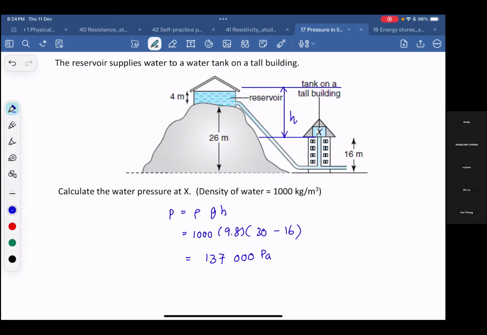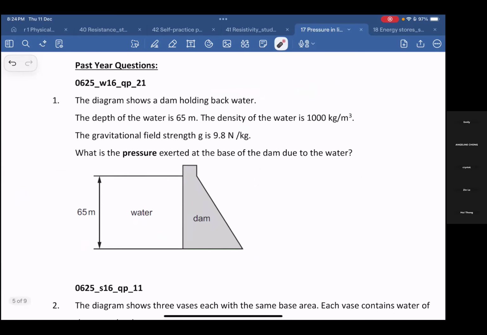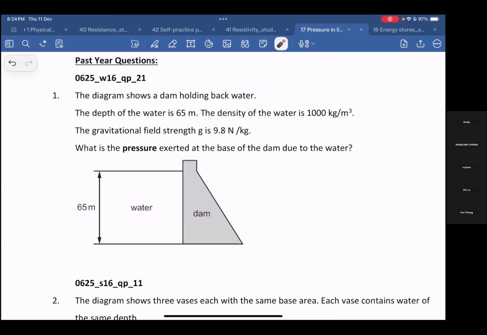Correct. Okay. So here, these two questions want to tell you that where we measure the depth is from the surface of the liquid until the point. Okay, until the point. Now we can do the past year question. Just now was the exercise, now is your past year question.